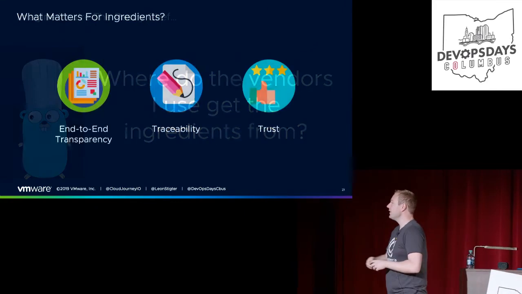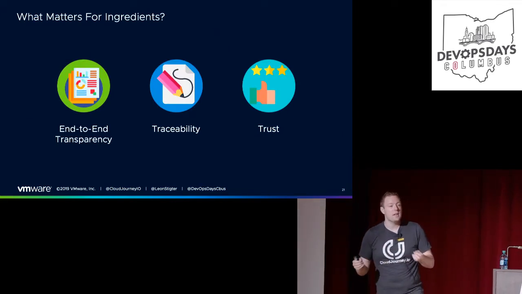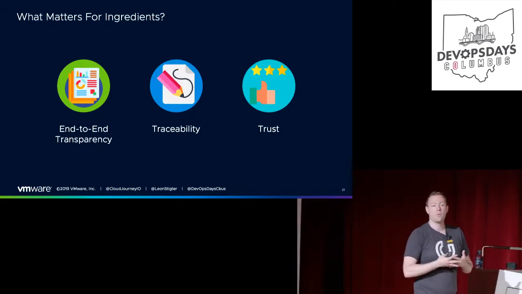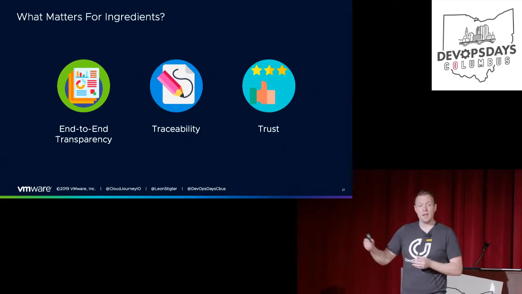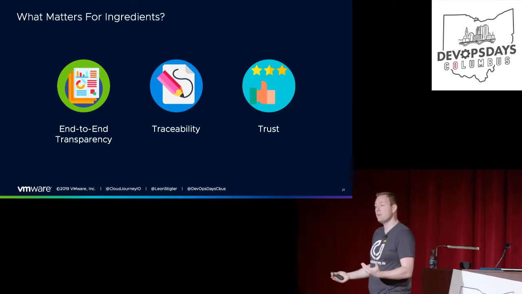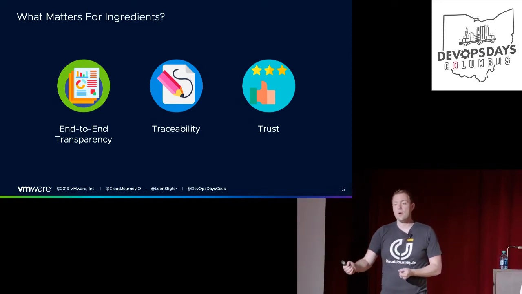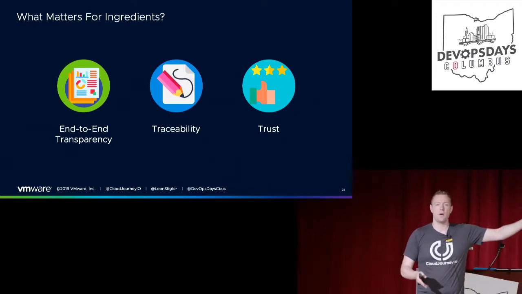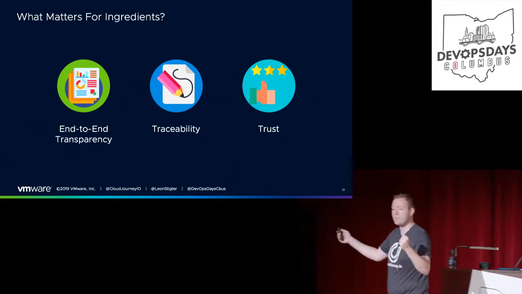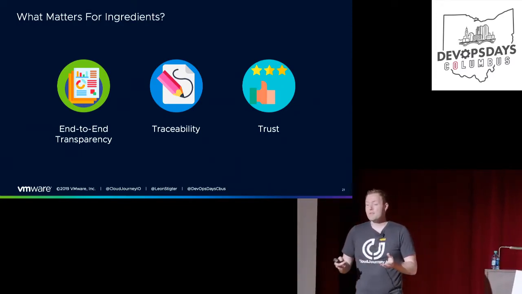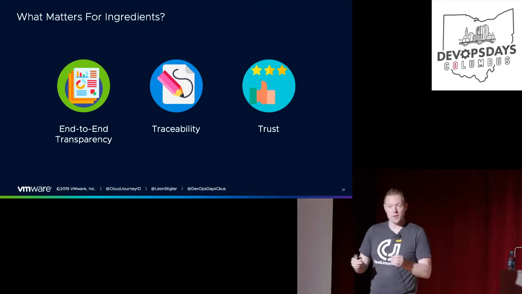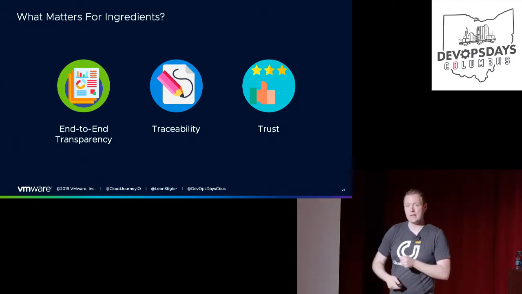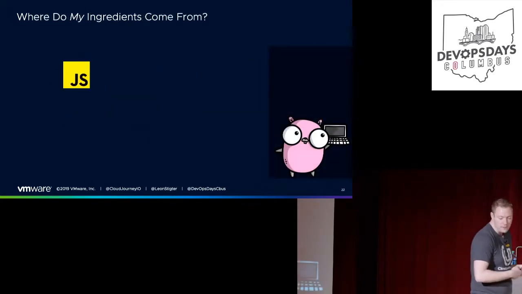And the thing is that if you look at it, there are 3 things that matter very much for ingredients. So you want to have end-to-end transparency, where things are coming from. You want to have traceability, making sure that you know who your vendor is, and you want to know who that vendor's vendor is, and so on, all the way up to wherever it's going to come from. And trust. Trust is incredibly important. And we'll touch on trust a few more times during this presentation as well.